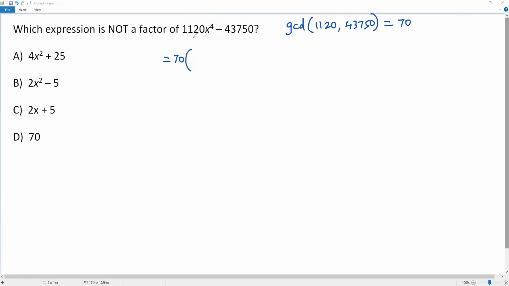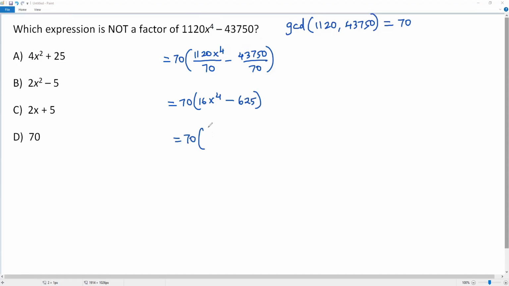Now to get the stuff inside the parenthesis, I have to divide the terms by the one I factored, that is by 70. That is 1120 times x to the fourth power divided by 70, negative 43,750 divided by 70. When I divide this number 1120 by 70, I am getting 16 and we have x to the fourth power. And the value of this fraction is 625.